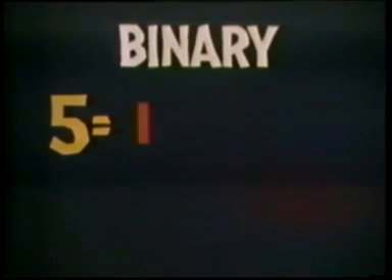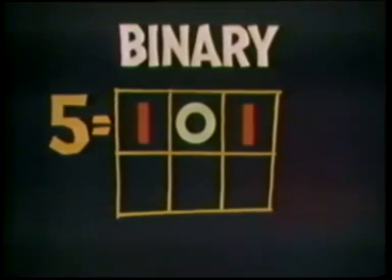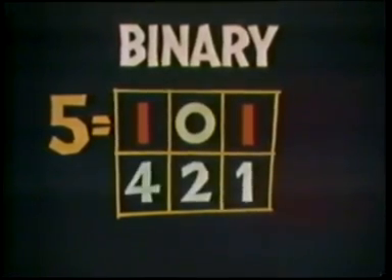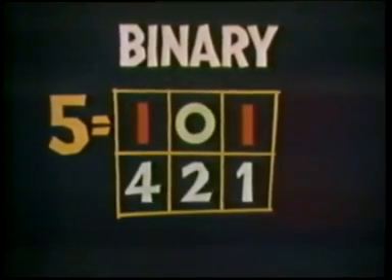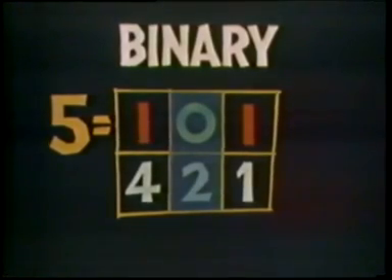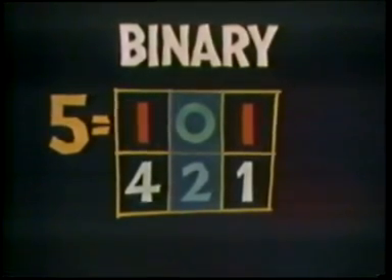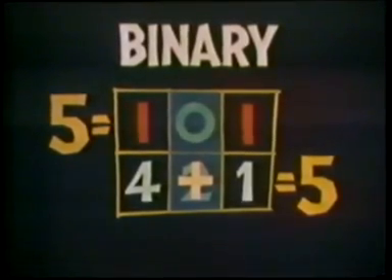In binary form, the number 5 is represented by 1, 0, 1. In a given position, each binary 1 represents the presence of a definite value, and each binary 0, the absence of a value. In this case, we are concerned with the presence of given values corresponding to the position of the binary 1s. When these given values are added, they total 5. Like the decimal system, binary numbers can be added, multiplied, divided, and subtracted.